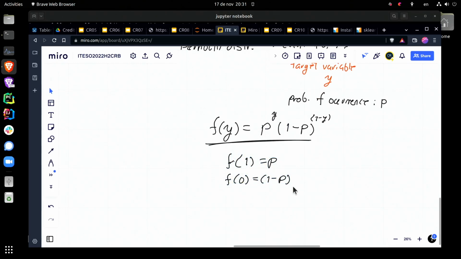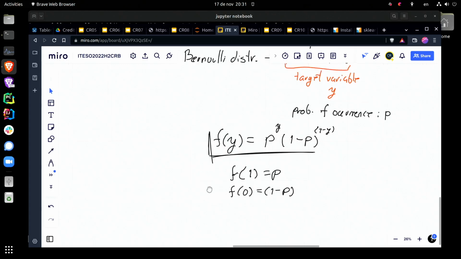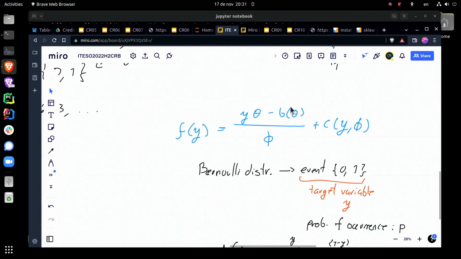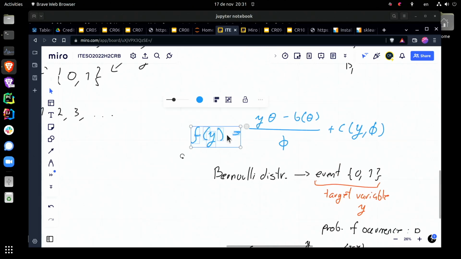Okay, so that's the probability function for our target variable. Okay, so in the previous session we worked with that definition, and we arrive at the following. So we want to rewrite this form in the general form. Oh, sorry, here we are missing something. We were missing the exponential.